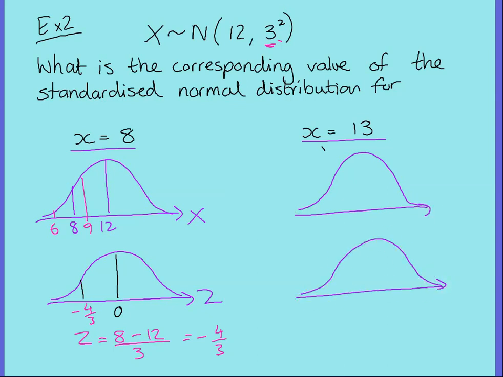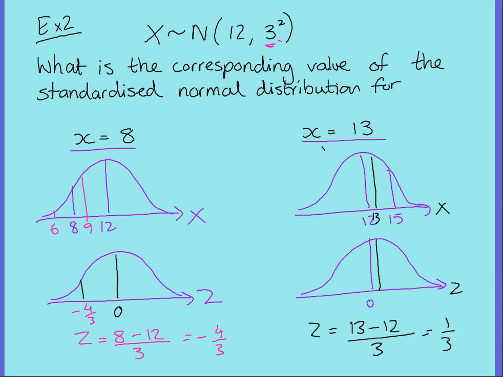Oh, did that in a really weird place. So that's 12. One standard deviation we'd know would be 15. So we are looking at this value here of 13. So how many standard deviations will that be? That's 13. So, sorry, z, x. So z is equal to the observed value of 13, take away the mean, divided by the standard deviation, and you get 1/3. So 13 is 1/3 of a standard deviation above the mean.